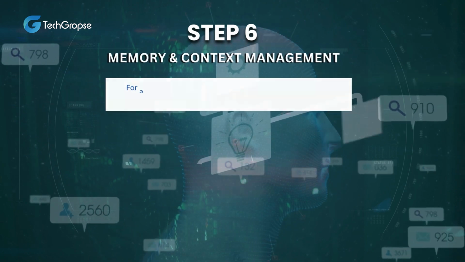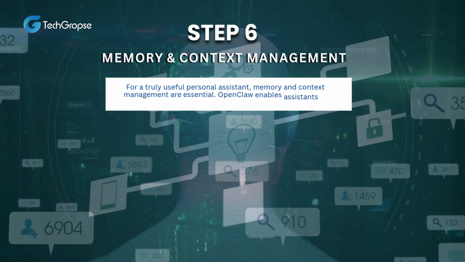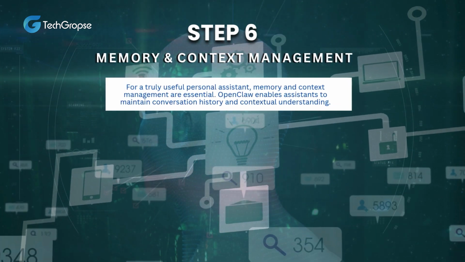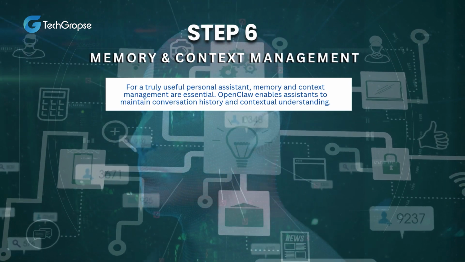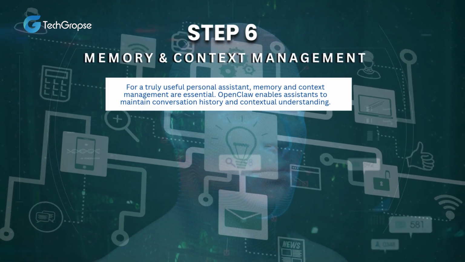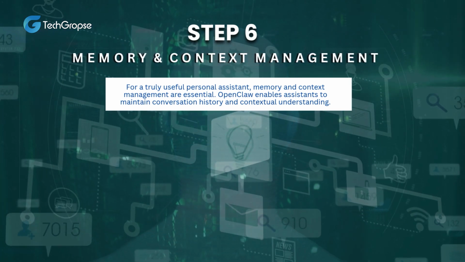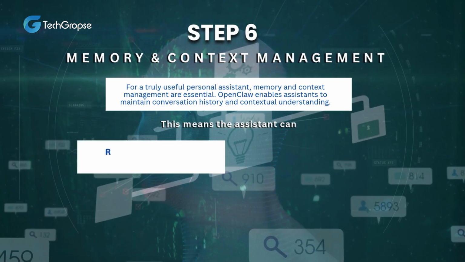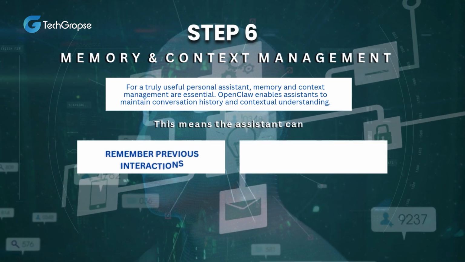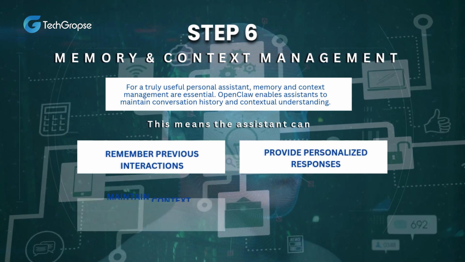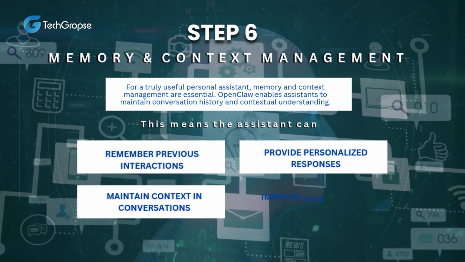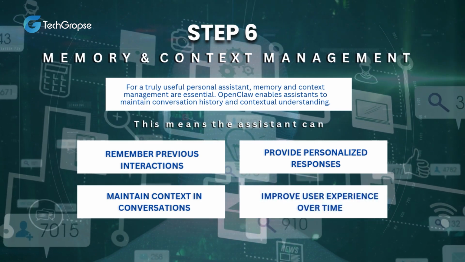Step number 6 will be memory and context management. For a truly useful personal assistant, memory and context management are essential. OpenClaw enables assistants to maintain conversation history and contextual understanding. This means the assistant can remember previous interactions, provide personalized responses, maintain context in conversations, improve user experience over time.